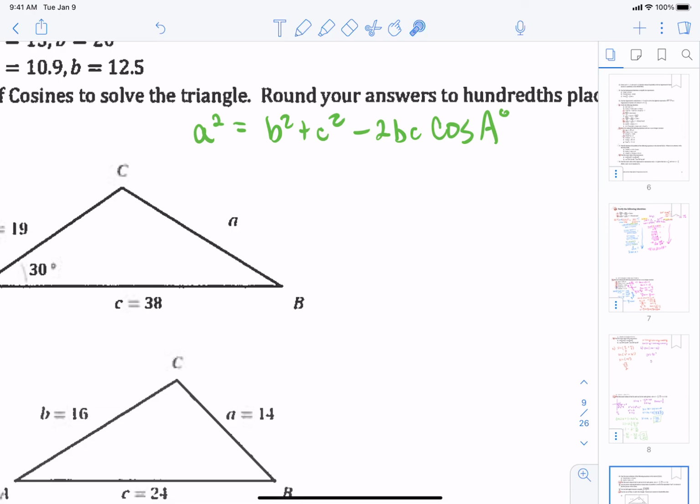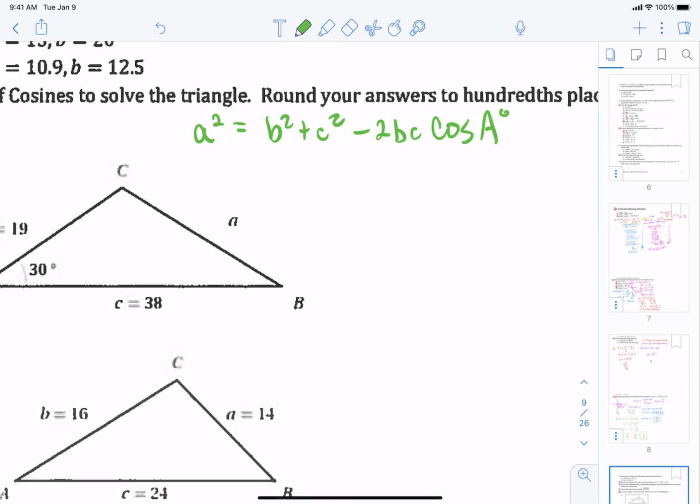This is the key to make this work. These two go together. If you start out with a squared, you're going to end with cosine of A. If you start out with b squared, you're going to end with cosine of B. These two match what is sitting next to the negative 2.